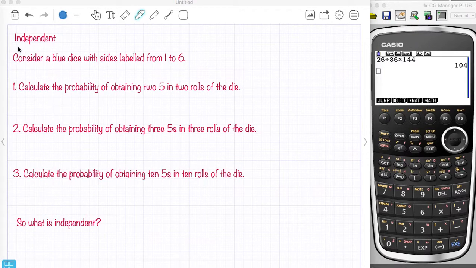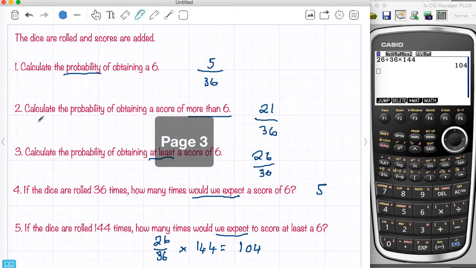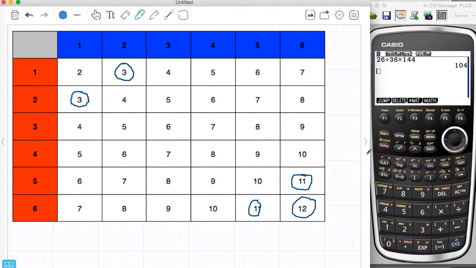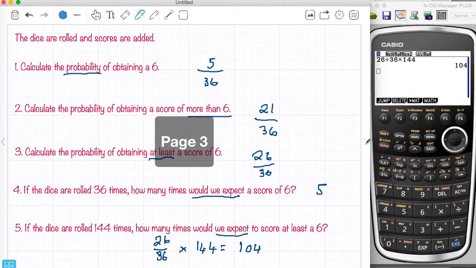Okay, in this video we're going to have a look at this word independence, and also what happens when we've got more than two things happening. Remember, if we have two things happening, we can do a table like this. But we're going to think about more than two things happening.